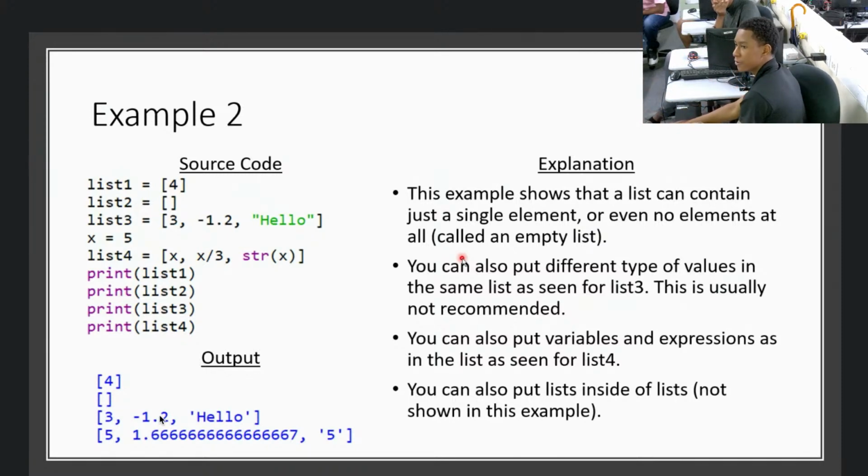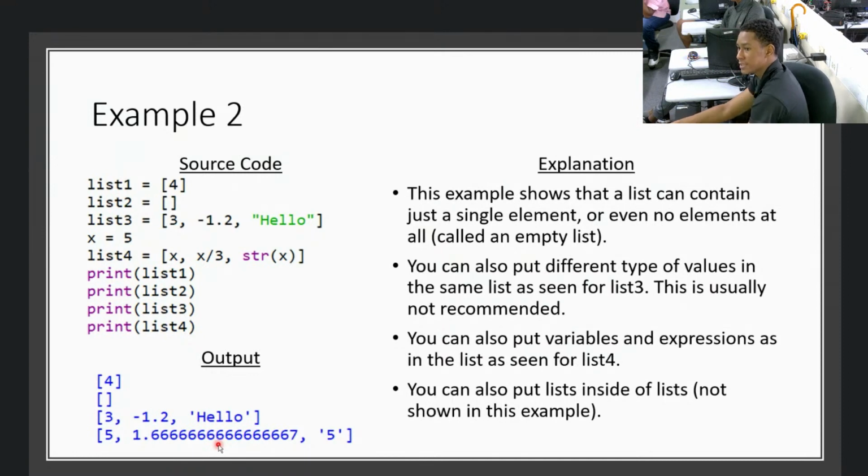You can also put variables and expressions in the list as seen in list 4. So x is a variable, which we set to 5. x divided by 3 is an expression, and we were able to calculate it, and we saw that at the bottom here.